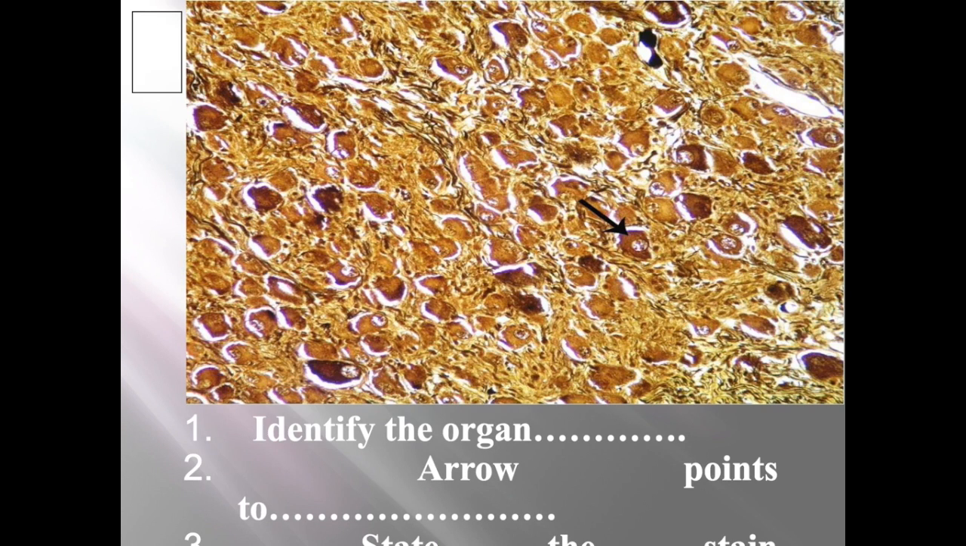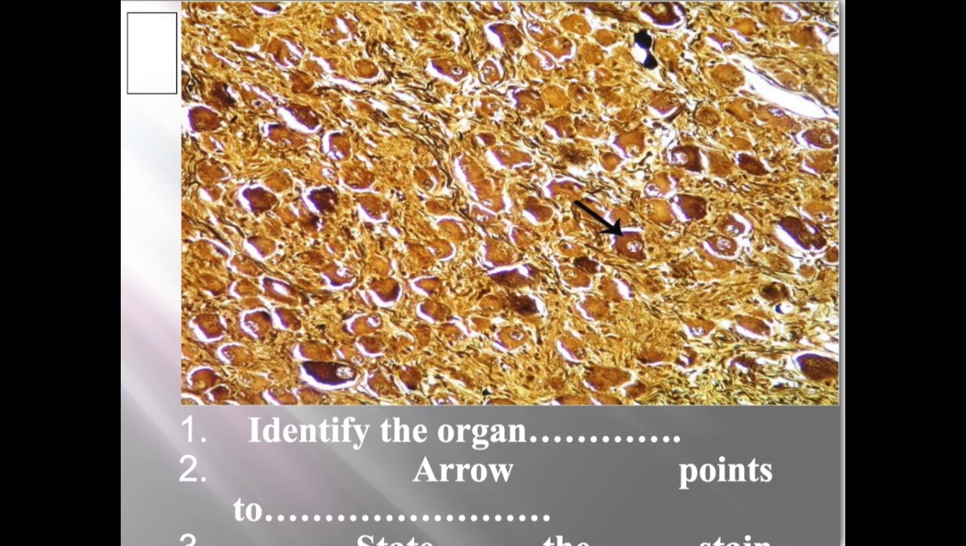Identify the organ: sympathetic ganglion. Why? Because the cells are uniform in size, scattered in the section. The arrow points to this brown structure that I have here. So this is the Golgi apparatus in the pericaryon.